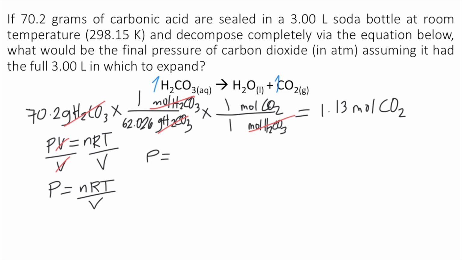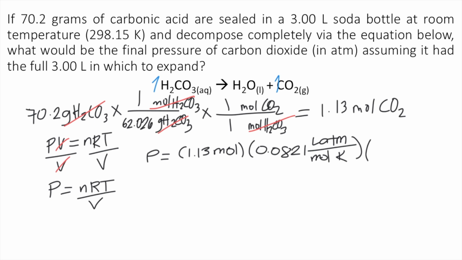So P, pressure, is equal to n. n stands for the number of moles of the gas, which we solved in part 1. That's 1.13 moles times R, the gas constant, which you should memorize. It's not given in the problem, but it is assumed that students memorize the value of the gas constant, which is 0.0821 liter atmosphere per mole Kelvin. Okay, and then T is the temperature, which is in the problem, that's 298.15 Kelvin, divided by volume, which is 3.00 liters.